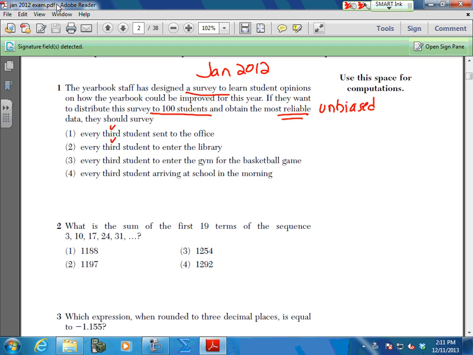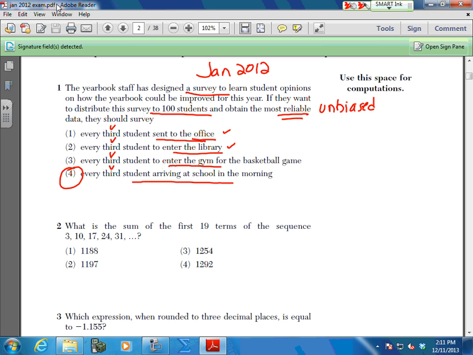Well, they've got every third, so that's your systematic part, that's your randomness. But now they're looking between the office, people sent to the office, which is not a good thing, people in the library, which are studious, and they're asking how they could improve their yearbook. People that go to the gym, they may be more willing to put more sports into it, or any student arriving at school. This one is going to be your most unbiased, because each one of these is going to be a little bit more biased into what their interest is.